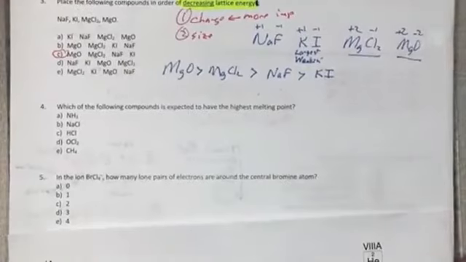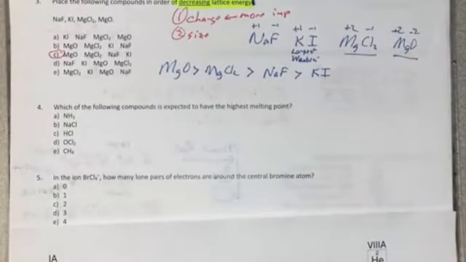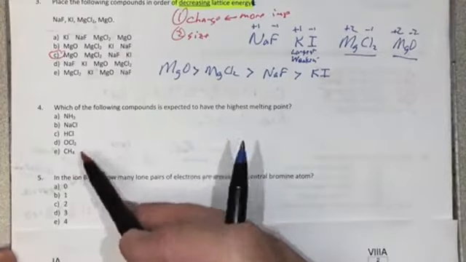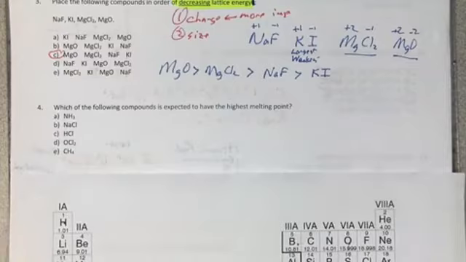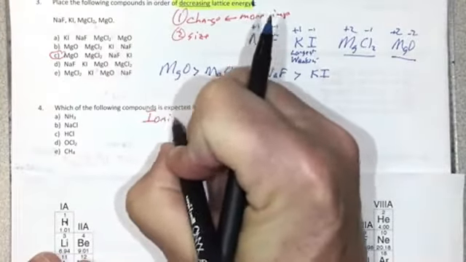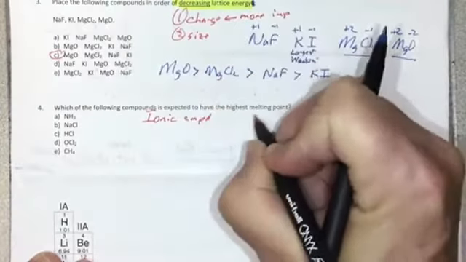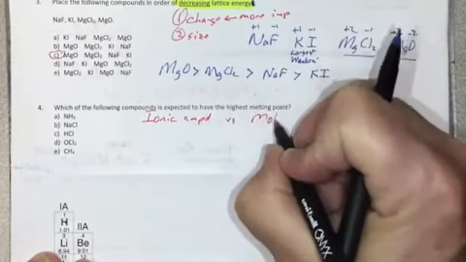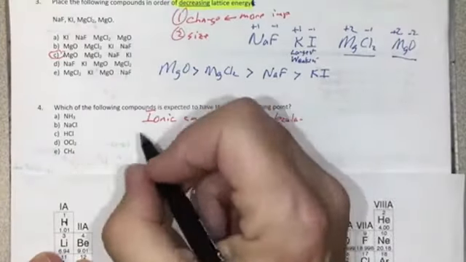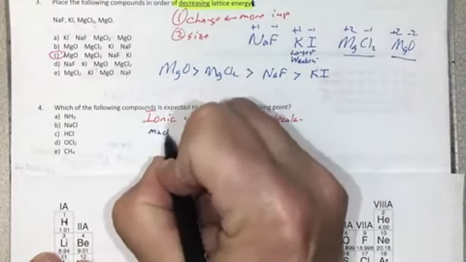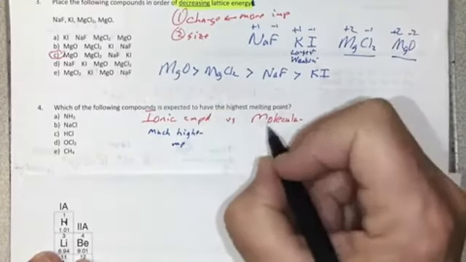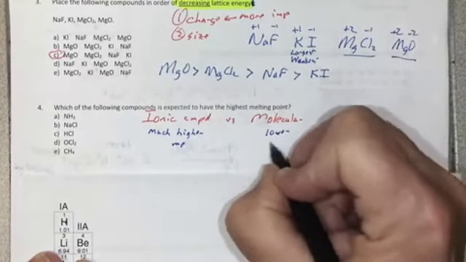Okay, let's look at question number 4. Which of the following compounds is expected to have the highest melting point? Now, as we look at this, right off, the first thing you should consider is: is it ionic or is it molecular? An ionic compound versus a molecular compound, the ionic compound virtually always has a much higher melting point. Molecular compounds have lower melting points.